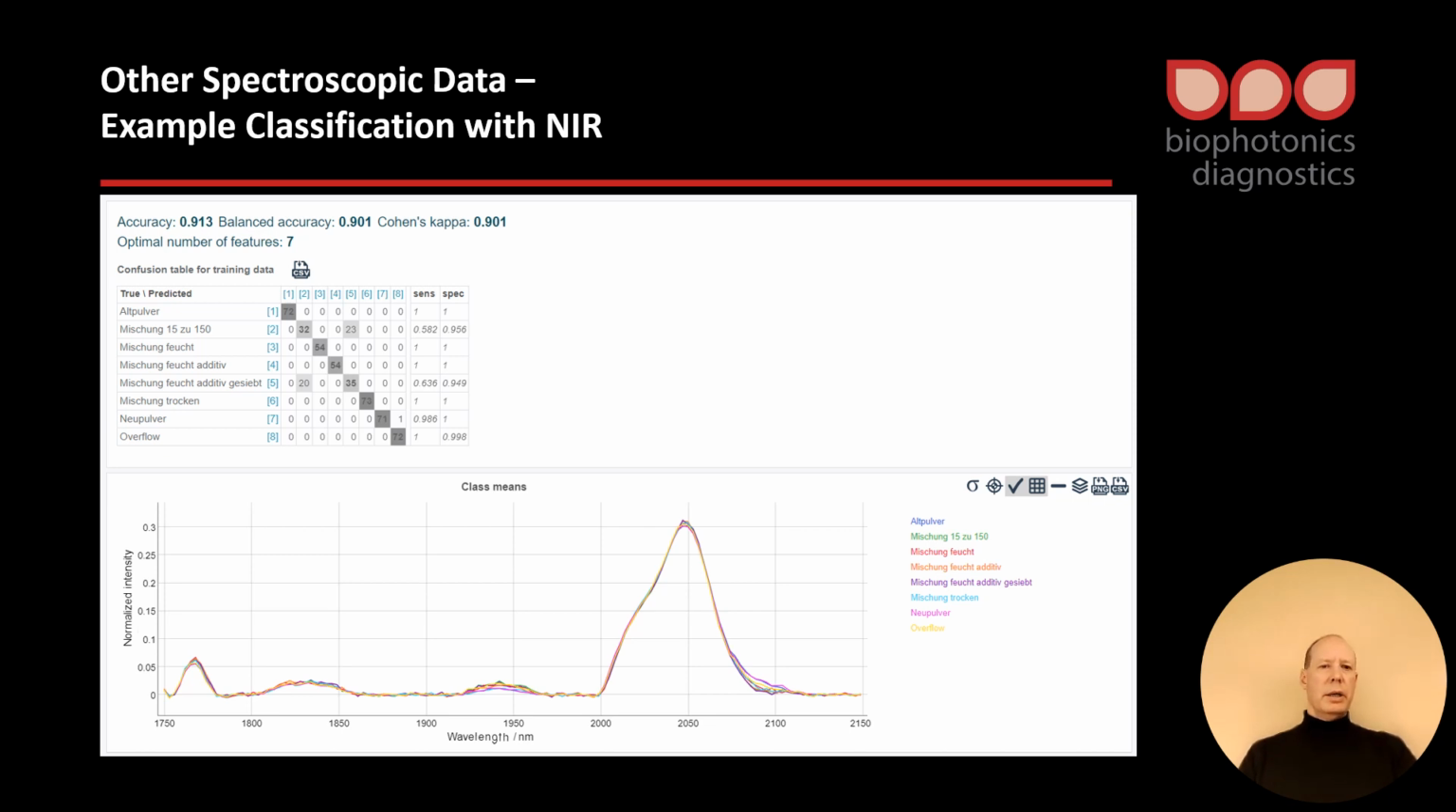As an additional example, here you can see a screenshot of a data analysis with an NIR data set and a classification of material samples. And you can also see that there is a quite good result in analyzing this NIR spectra.